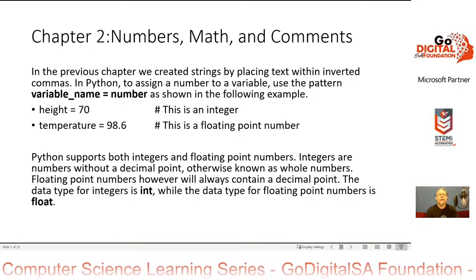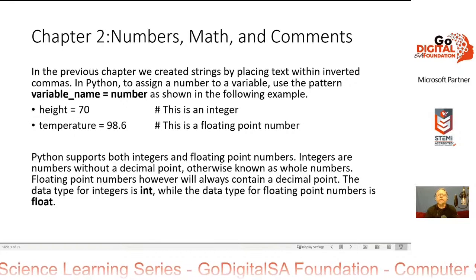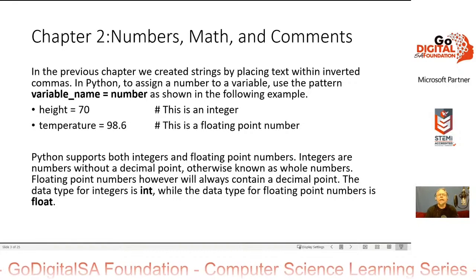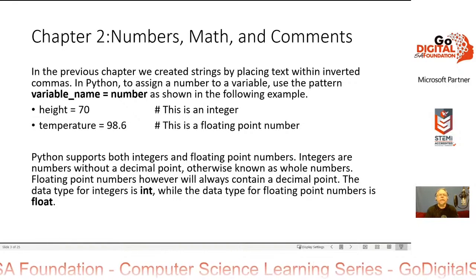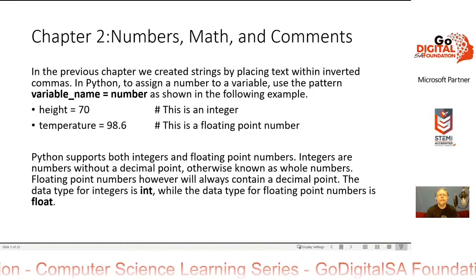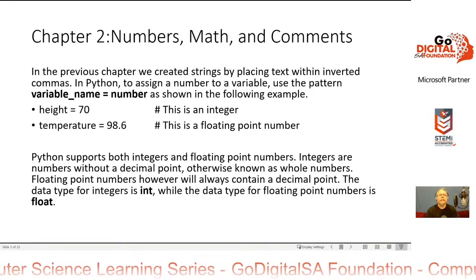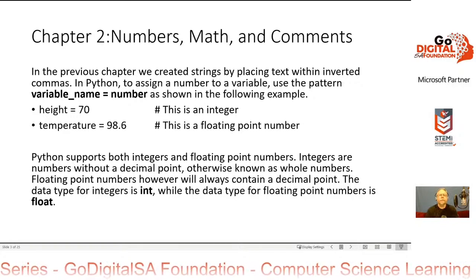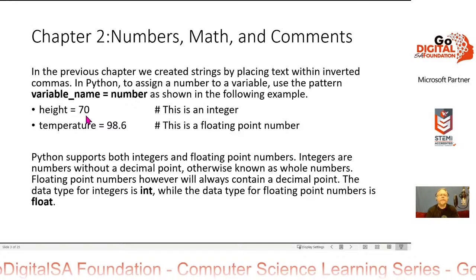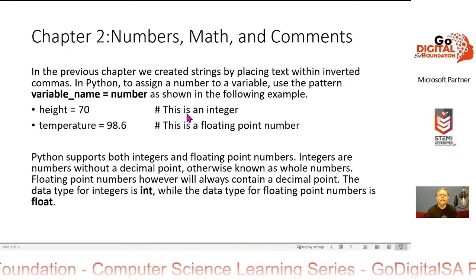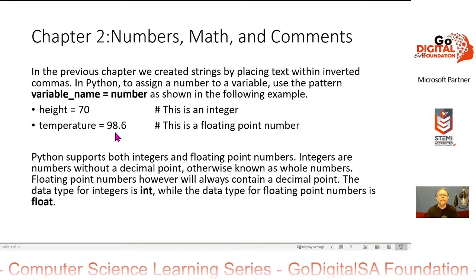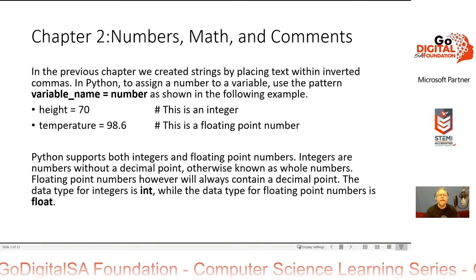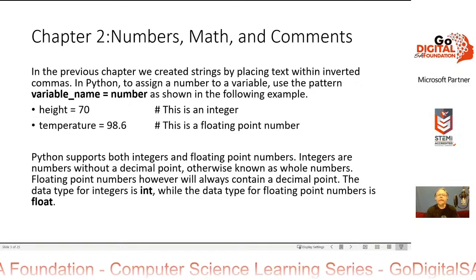And comments. In the previous chapter, we created strings by placing text within inverted commas. In Python, to assign a number to a variable, use the pattern variable name equals number, as shown in the following example. Height equals 70, or temperature equals 98.6. Note, if you have a number without a decimal point, that is an integer. If you have a number with a decimal point, that is a floating point number. Python supports both integers and floating point numbers.